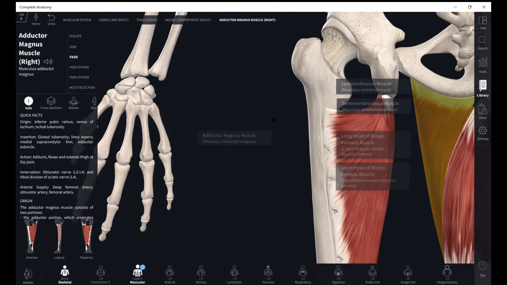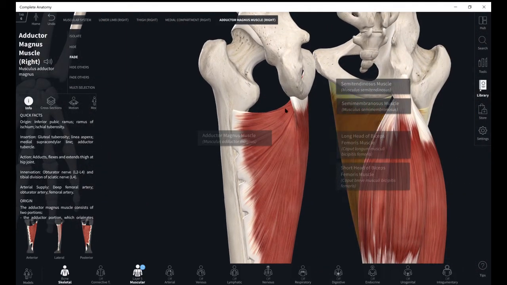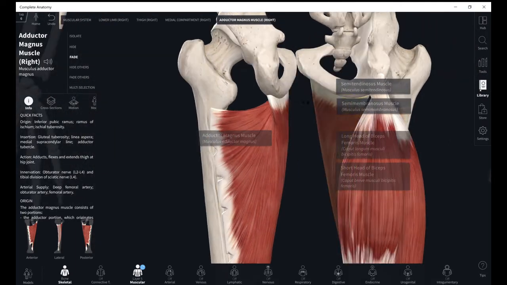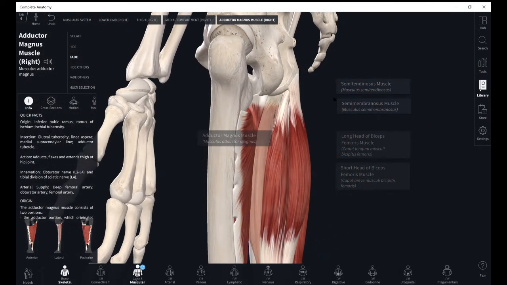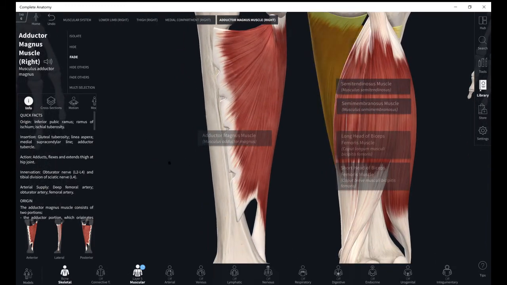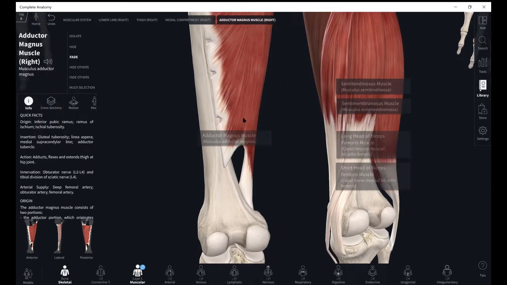Move that. There we go. To the most inferior aspect of the ischial tuberosity. And so a broad attachment and then its insertion. So again, the origin is the inferior pubic ramus, the ramus of the ischium and the ischial tuberosity. Its insertion is in the gluteal tuberosity, the linea aspera, the medial supracondylar line, and finally the adductor tubercle.